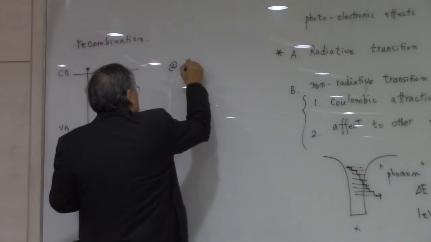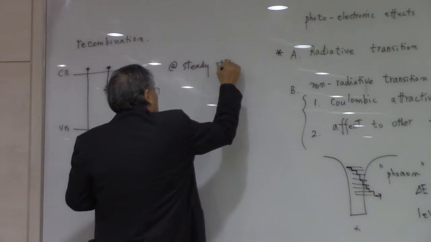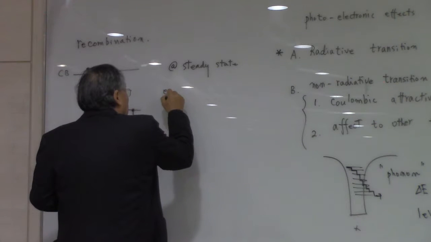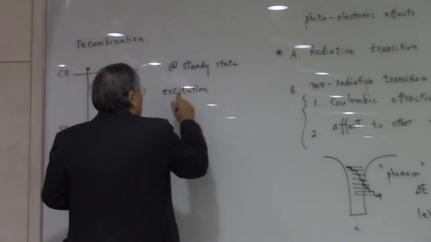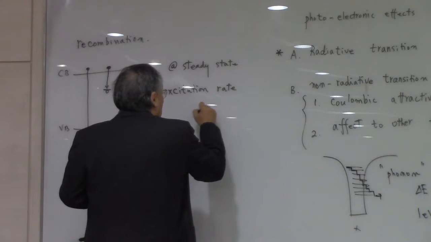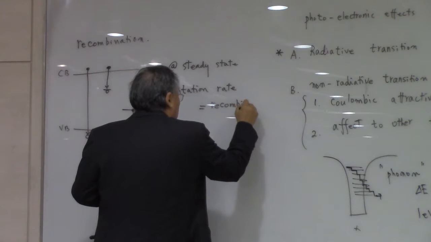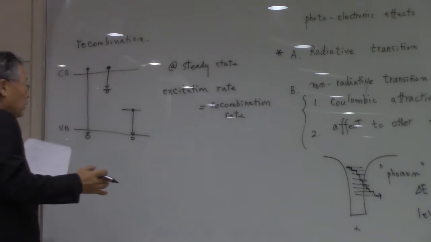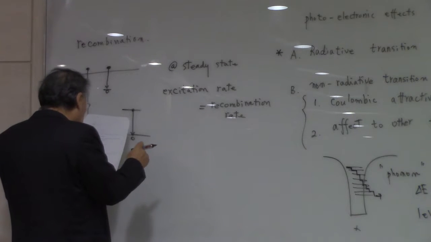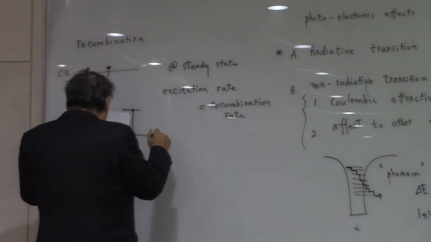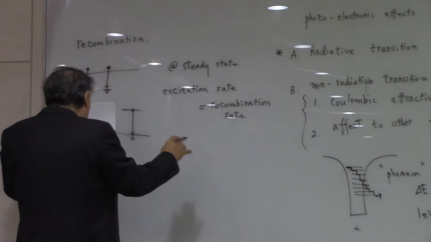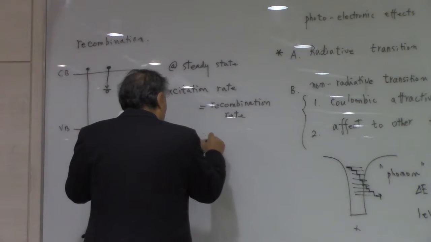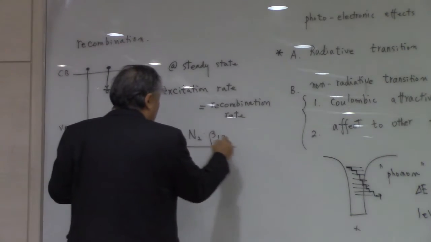So at steady state, the excitation rate should be equal to the recombination rate. Of course, otherwise you have accumulation or depletion of the electrons, which means it is not steady state. So the excitation rate or recombination rate can be given by N1, N2, beta 1,2, something like this. This is the recombination rate.